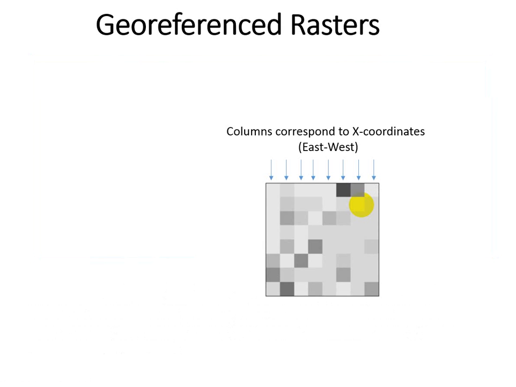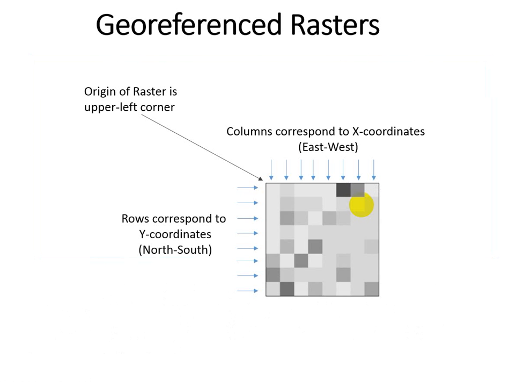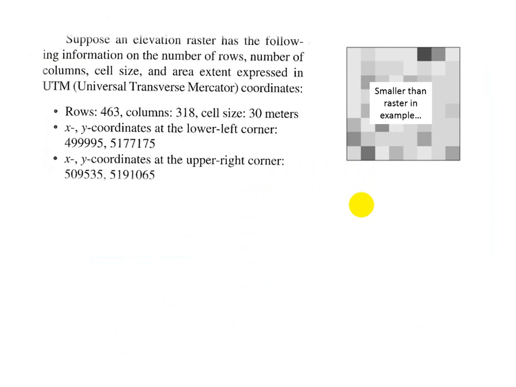If we have rasters which are georeferenced, the columns correspond to the x-coordinates in the east-west direction, and the rows correspond to the north-south coordinates. The origin is, by definition, typically in the upper left corner, and this is an example. So let's say we've got some kind of elevation raster that's got 463 rows, so 1, 2, 3, 4, all the way down to 463, and 318 columns, 1, 2, 3, all the way out to 318 columns. And each cell is 30 meters, right? So from here to here, 30 meters, from here to here, 30 meters. So 30 meters by 30 meters.